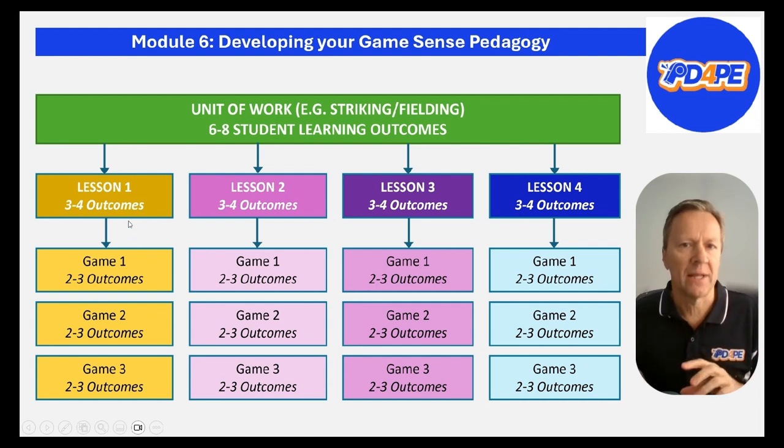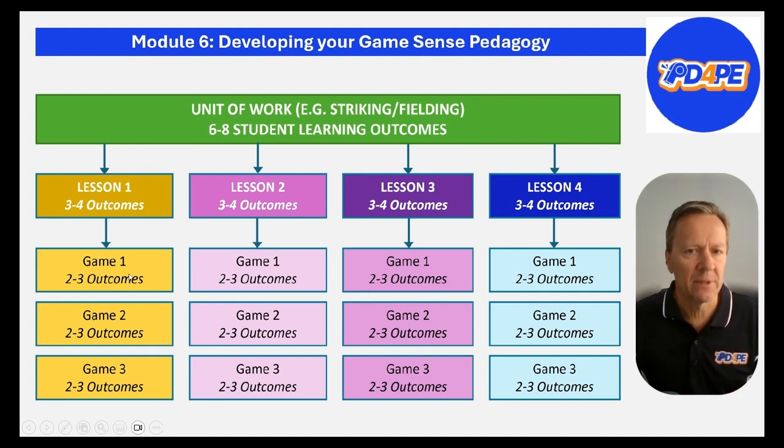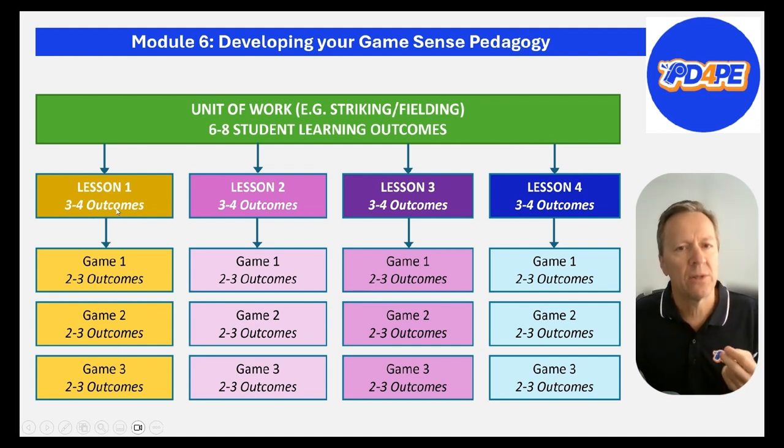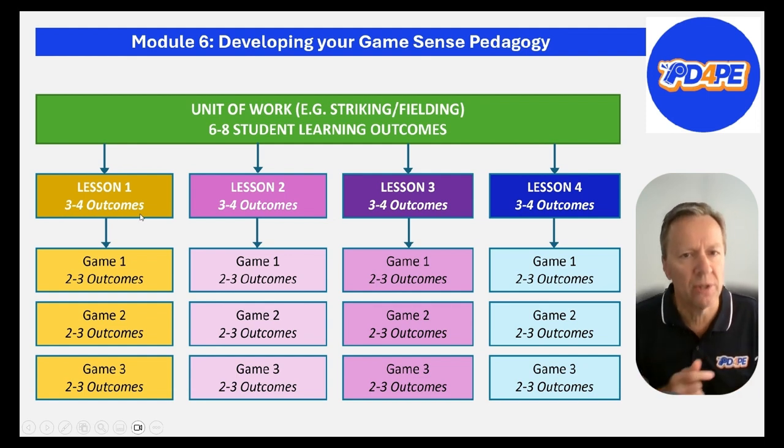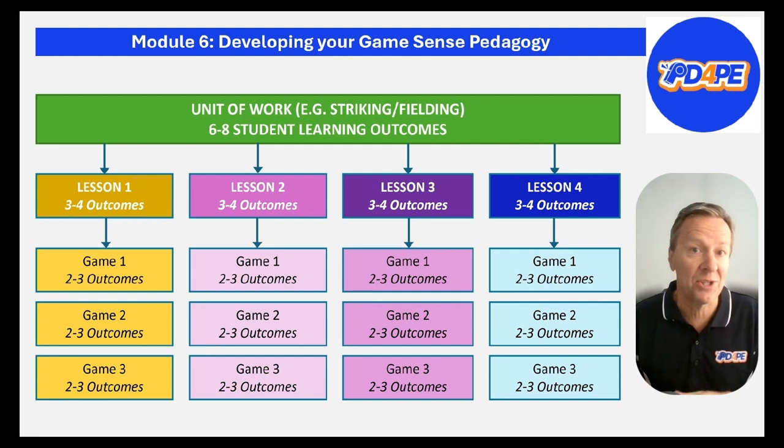Then let's take lesson 1 as an example. We've pulled out 3 to 4 outcomes from our overall unit learning outcomes. We then develop 3 small-sided games and link those to our lesson outcomes. Each of the games does not have to address all of the lesson outcomes, but across the 3 games, we should be addressing those 3 to 4 outcomes, and we should make it known explicitly to the students what these are and what the game should be addressing. And that is when we tie the questioning in to address those lesson outcomes as well.